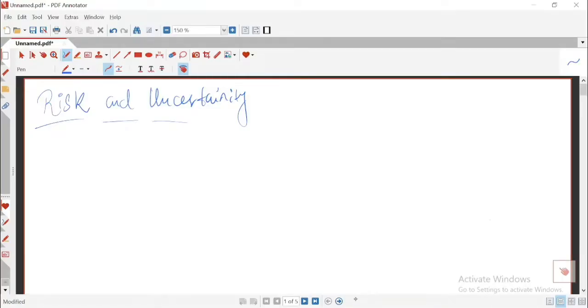Okay, Assalamu alaikum. Today's topic that we are going to discuss is risk and uncertainty. Before we move on to the topic, we have to understand that these two words, risk and uncertainty, are two different terms in F5 terms and we cannot use them interchangeably. So first we will discuss what is risk.